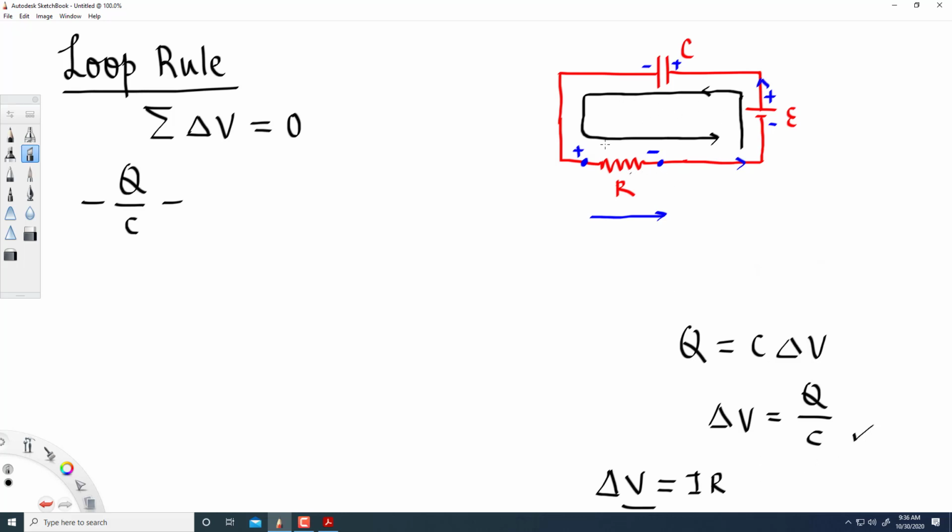Now we don't have I here, so let's just assume that the current in this circuit is I. Consider it's I, and it's the same everywhere because it's a series circuit. In series, current is the same everywhere. So delta V across R is I times R. And then we have another component, this battery. The potential difference across the battery is E. We are denoting that by E. You can sometimes write delta V instead of E. They are the same.